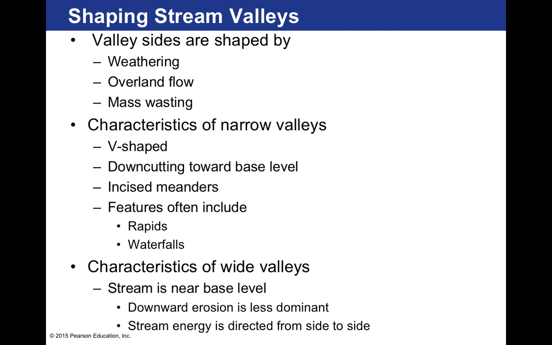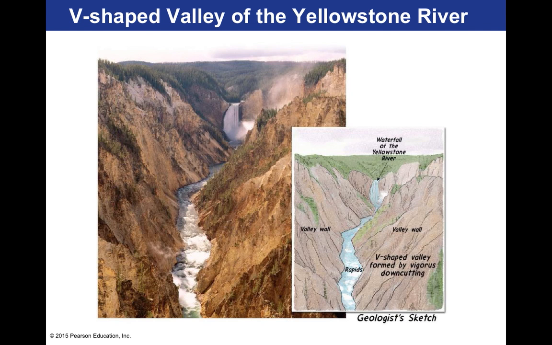Now, wide valleys are more interesting. So the stream is near the base level at wide valleys. We have downward erosion is less dominant, and we have stream energy directed side to side. So here's an example of a V-shaped valley of Yellowstone River. So you can see that the river is not very wide here. So you have rapids forming because all of the river deposits are kind of closer together. So you have water bouncing off of and moving past different materials in the river. So you have rapids occurring more often in these V-shaped valleys.